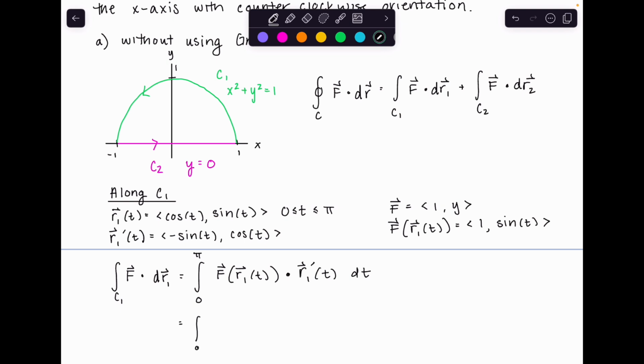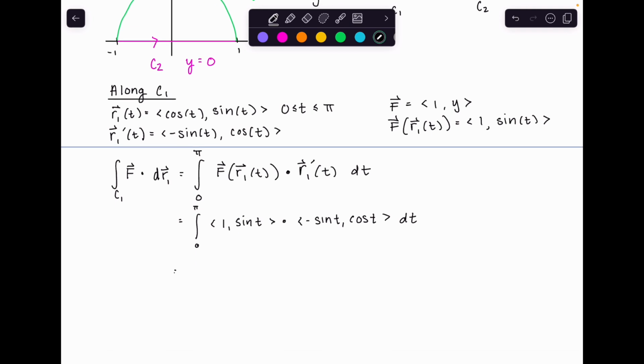So this becomes the integral from 0 to pi of the dot product of ⟨1, sine of t⟩ and ⟨negative sine of t, cosine of t⟩. Okay, so not a terrible dot product. Going through each of these, 1 times negative sine of t gives me negative sine of t. And then I do the same thing with the second component. Sine times cosine is exactly that, so just leave it as sine of t cosine of t.